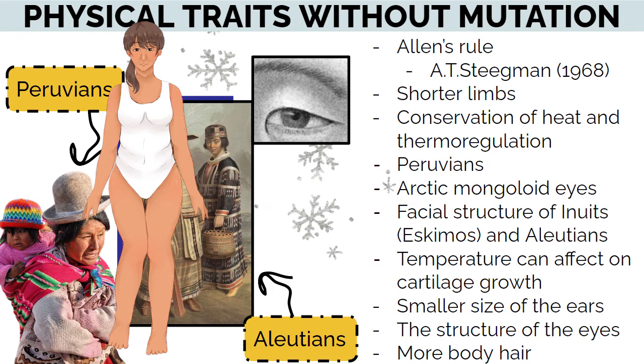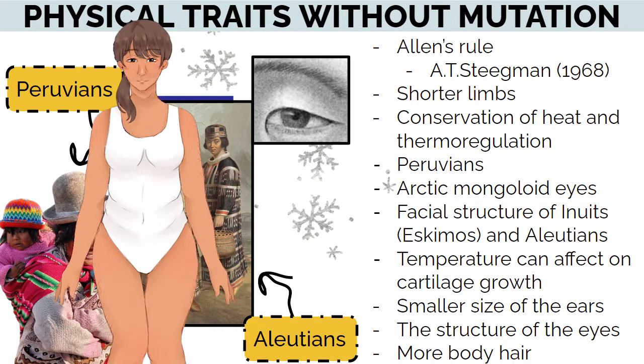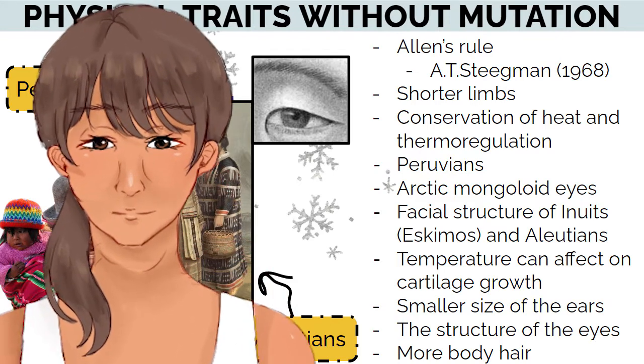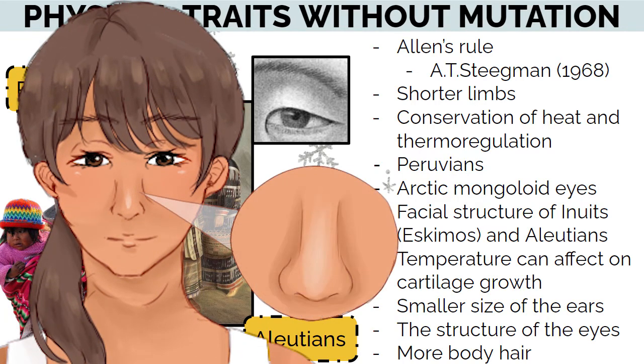We can also look at another population from the Arctic, which is the population of the Arctic Mongoloid. So in the year 1968, A.T. Steegman, a scientist, wanted to investigate Allen's rule. He wanted to see if Allen's rule is applicable to understanding the structural configuration of the Arctic Mongoloid face. And from their research, what they found was that certain features of their facial configurations help them survive better. For instance, narrow nasal passages help them better control the amount of air that they take in.